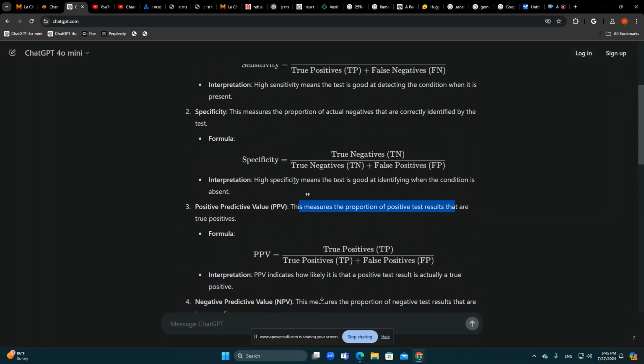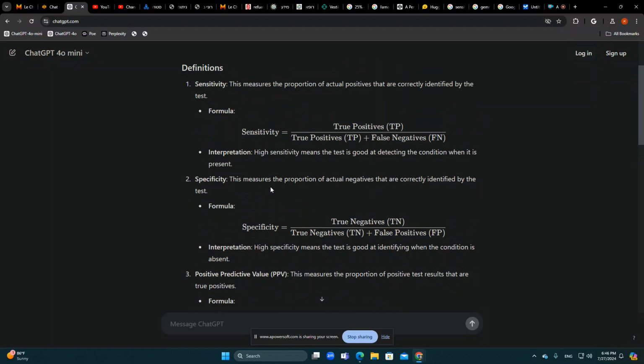Sensitivity, good at detecting the condition is present. Specificity, good at detecting the condition is absent.